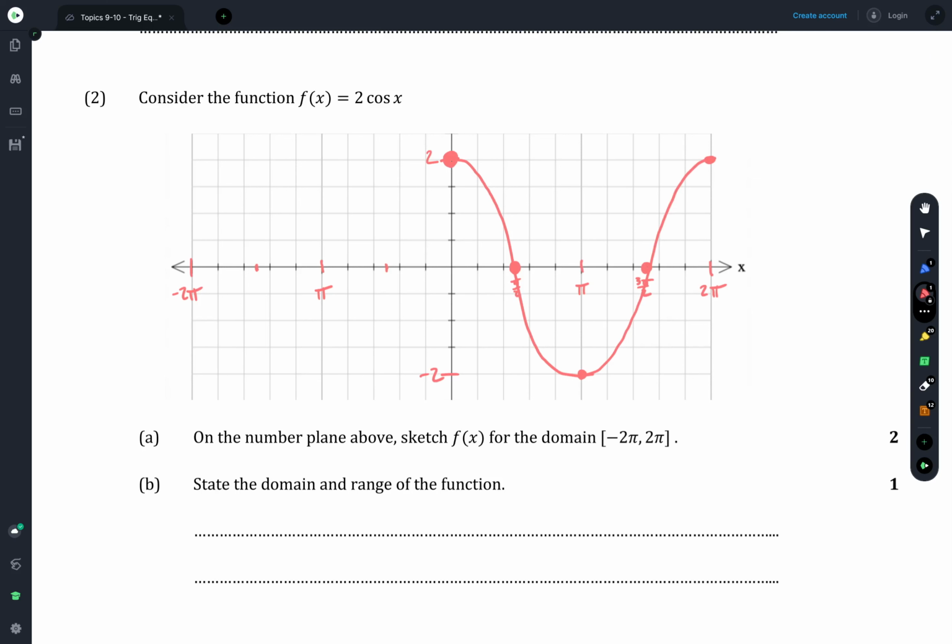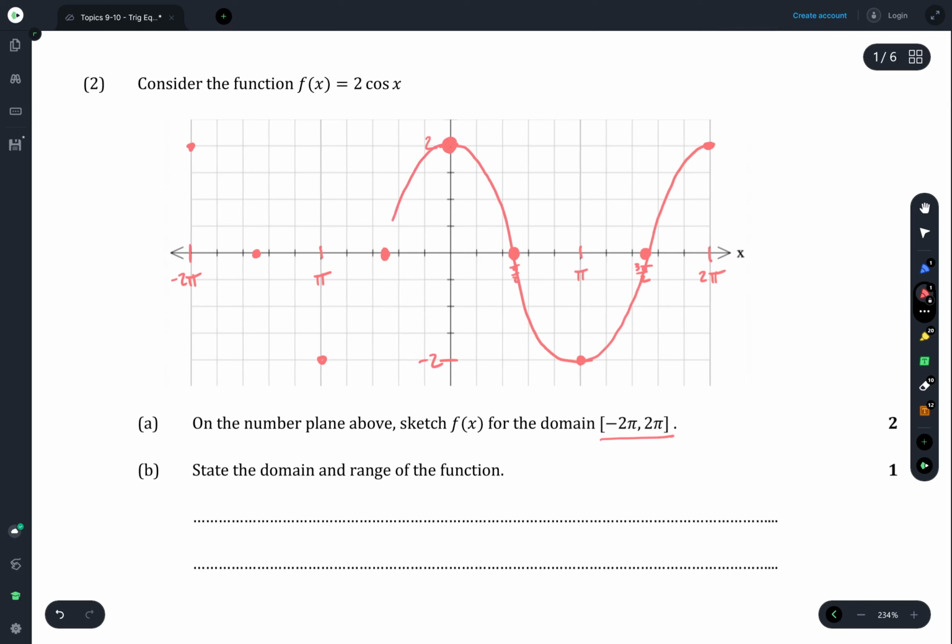And then think about the negative side, because we want to sketch from negative 2 pi to 2 pi, so not just the positive side. Again, we'll think about these anchor points, and you remember that it just repeats itself. So this will be 0, this will be negative, this will be 0, and this will be positive. And so again, continuing this curve to be something like that. And then there we go. We just got the normal cos graph, except instead of being between 1 and -1, we are now between 2 and -2. So therefore, state the domain and the range of the function.